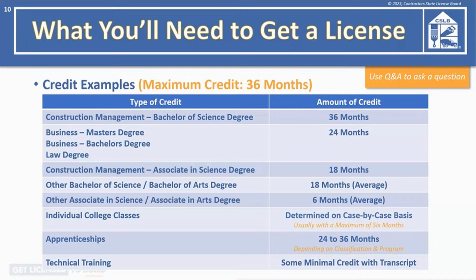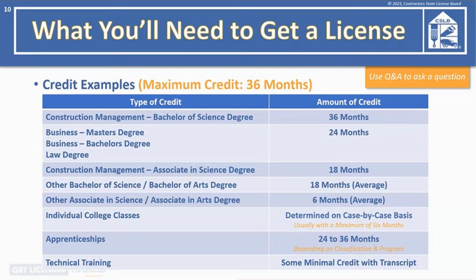A bachelor's degree in some other major will get you an average of 18 months credit. And an associate's degree in a major besides construction management will get you an average of 6 months credit. Credit for individual college classes is given on a case-by-case basis, usually with a maximum of 6 months credit.